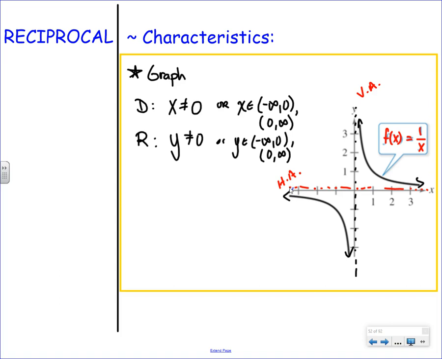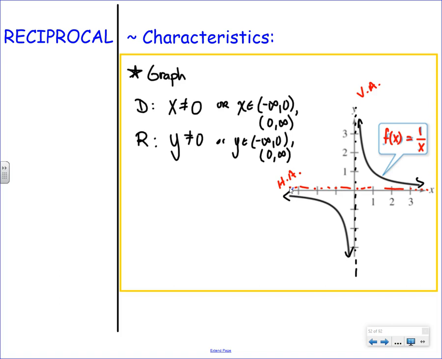The point is not what goes on here. The point isn't what goes on in the middle. The point is what's going on to the left and to the right.